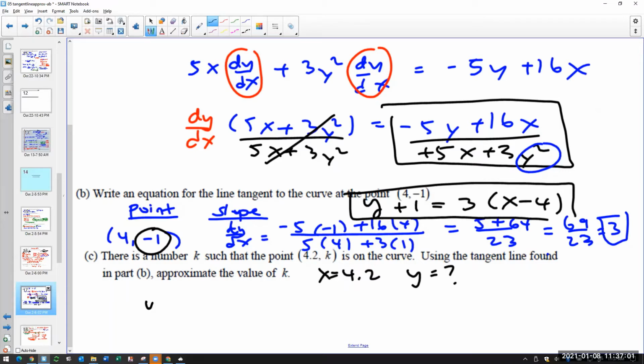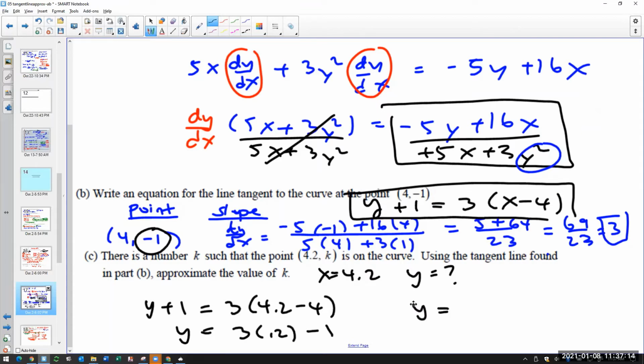So this will be y plus 1 is equal to 3 times 4.2 minus 4. So that's equal to 3 times 0.2 minus 1. Negative 0.4. Okay, negative 0.4. And that's my approximation. So actually, let me write it, because after a while I get confused about which one's the approximation and which one's the real. If you use the tangent line, that's an approximation. Everyone good with that? I mean, that's why this is called tangent line approximation.